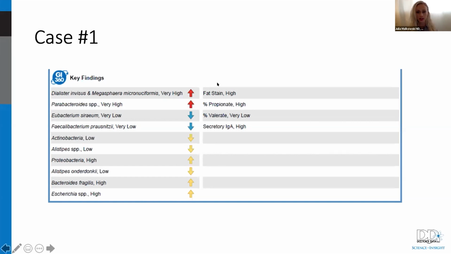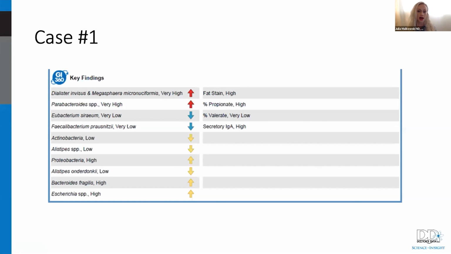Additional markers we see here, the fat stain is high. Is that a dietary issue for the patient? We know they said they're eating healthier. Maybe not though, because we do see the species associated with the standard American diet. Is that a GI dysfunction, like Dan explained with the phase 2? We see the patient does have high propionate and does have higher valerate, and that's likely due to the dysbiosis that we see here with the specific bacteria.